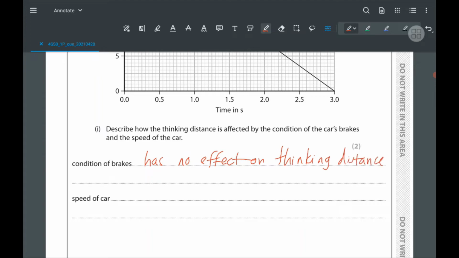The speed of the car, the greater the speed of the car, the greater the thinking distance.